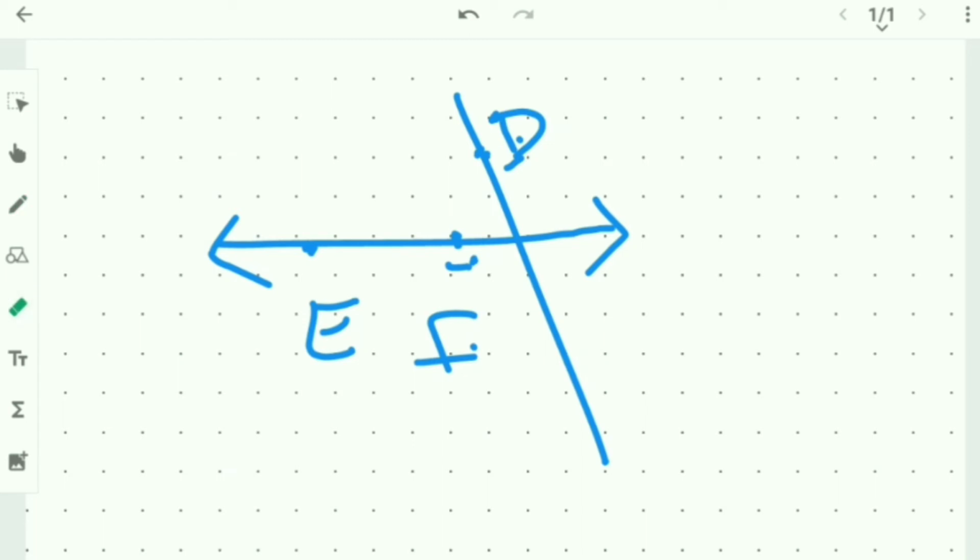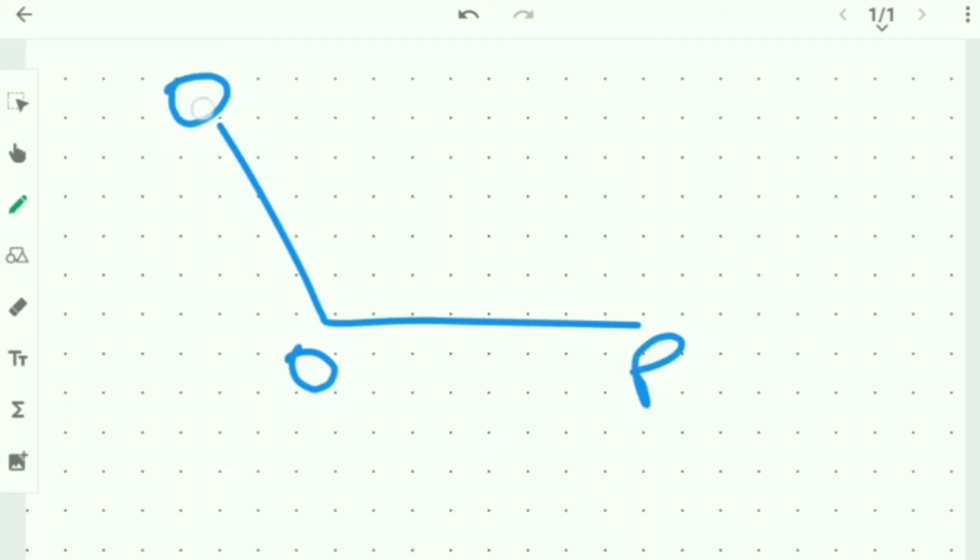The next question. OP and OQ meet at O. So there is a meeting point O and you have two lines. You can draw like this: OP and OQ. There is a line OP and also OQ and they meet at O. There is not a starting point. It is a line, so you can extend it. This is how it looks.